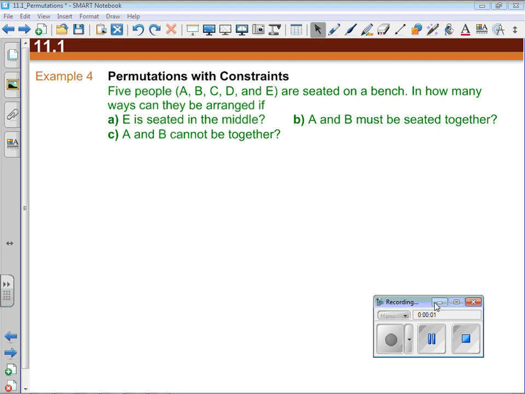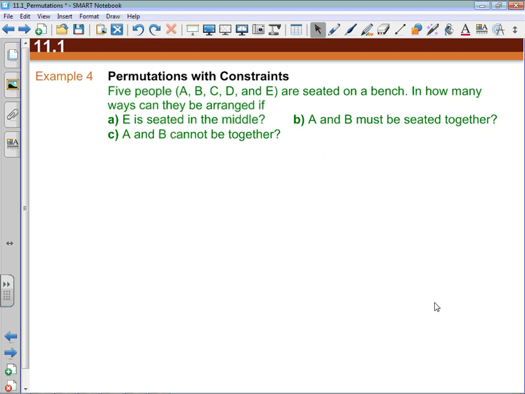Example 4 in 11.1 deals with, it says the title, permutation with constraints, and it's really just additional restrictions. What do we have to do when we have to deal with that? And some of them, I think, are easier than the others. So if we look at part A, we have 5 people conveniently named with different letters, which is pretty typical.